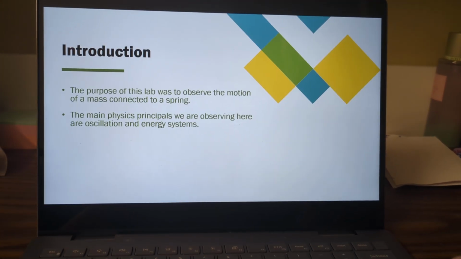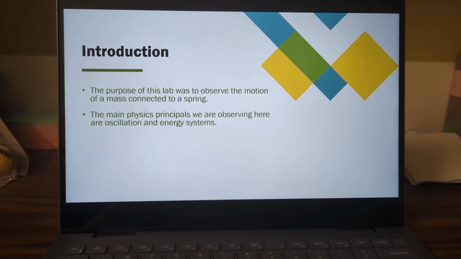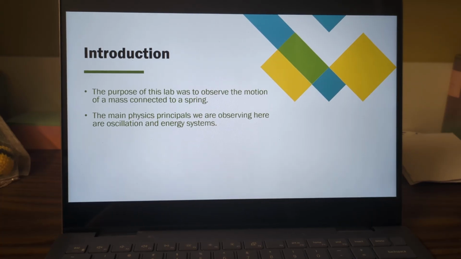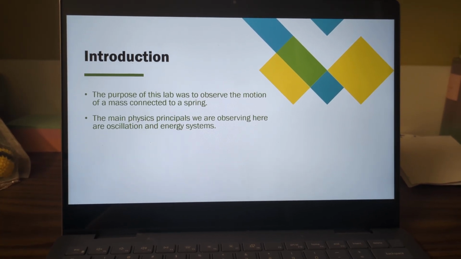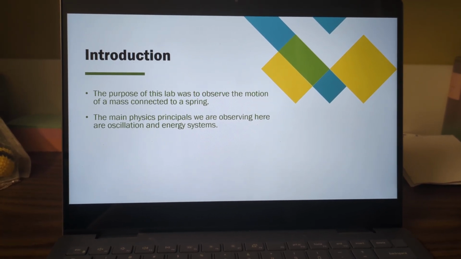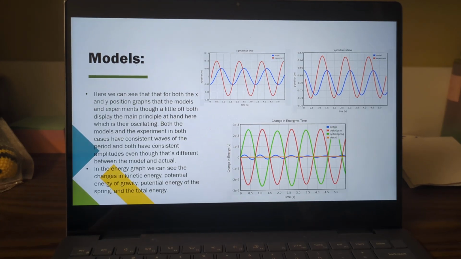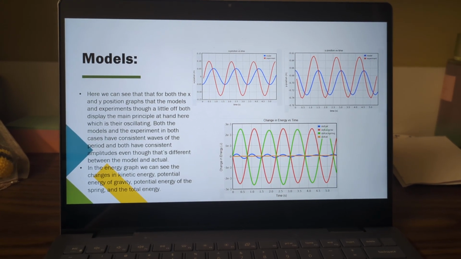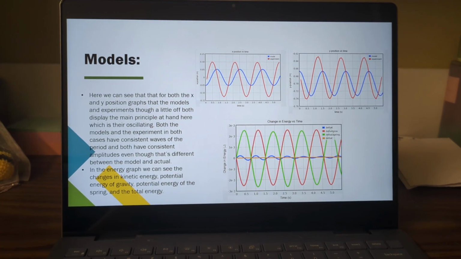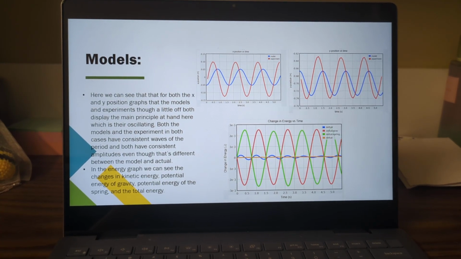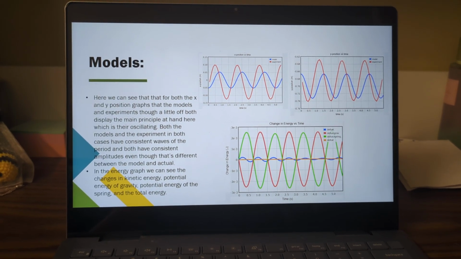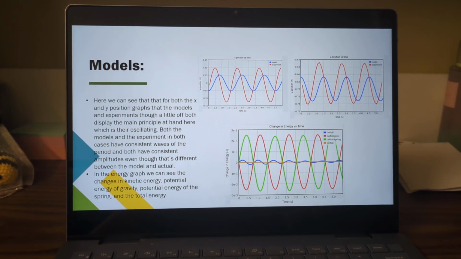4. Oscillations. Introduction. The purpose of this lab was to observe the motion of a mass connected to a spring. The main physics principles we are observing here are oscillation and energy systems. Models. Here we can see that for both the x and y position graphs, the models and experiment, though a little off, display the main principle at hand here, which is their oscillation.